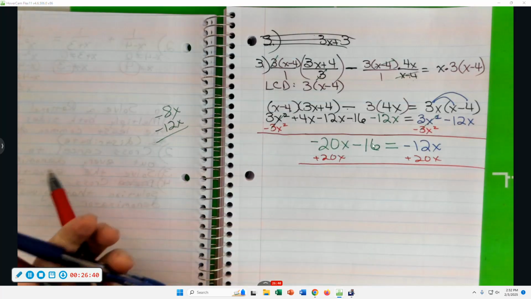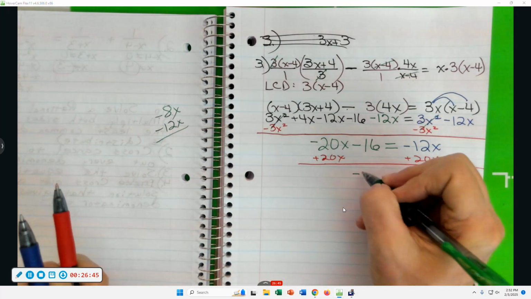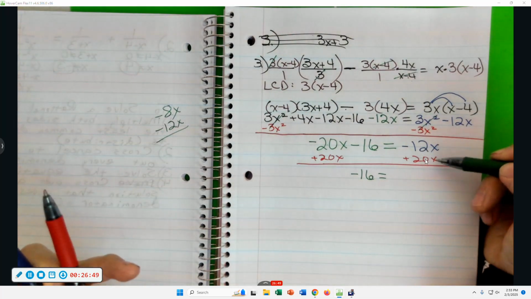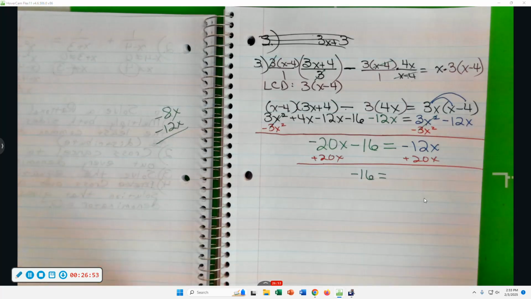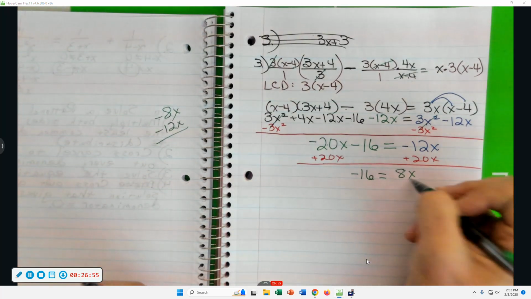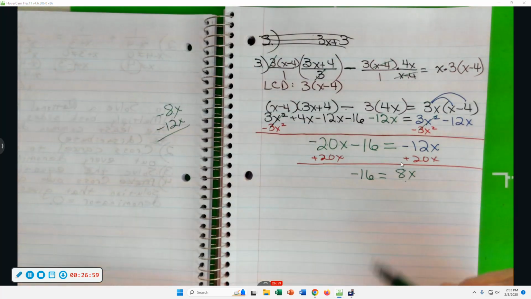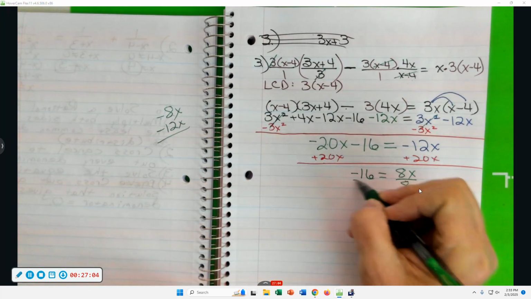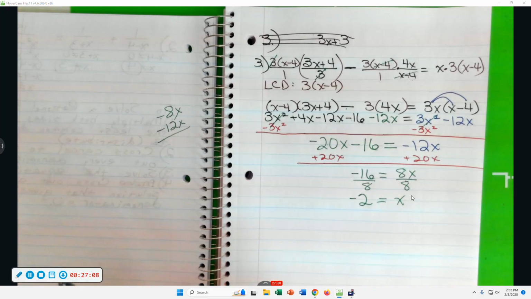So you have negative 16. Negative 20 plus 20 is 0. You have negative 16 equals negative 12x plus 20x gives me what? 8x. And then to get x by itself, what do we do? Divide by 8. Divide by 8 to give us x equals negative 2.